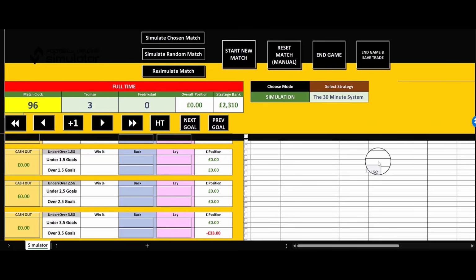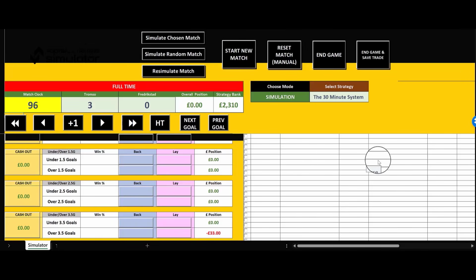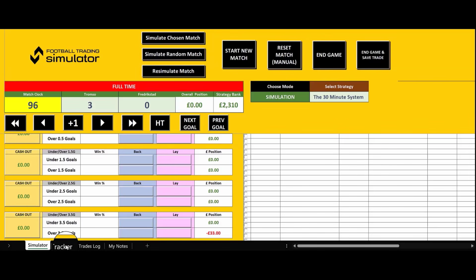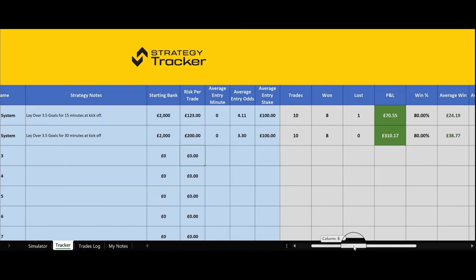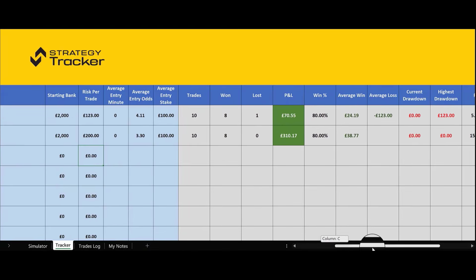And you can see our bank is beginning to grow. Okay, £2,000 bank up to 2,310. So let's get this saved in, and then we're going to have a quick review of this. Obviously, no losses yet. Not for the want of trying. And here we are on the tracker. So we've completed 10 trades with this. We haven't had a loss yet.